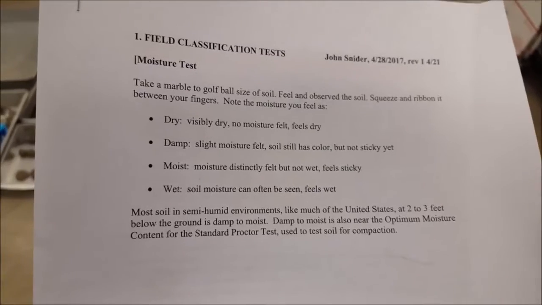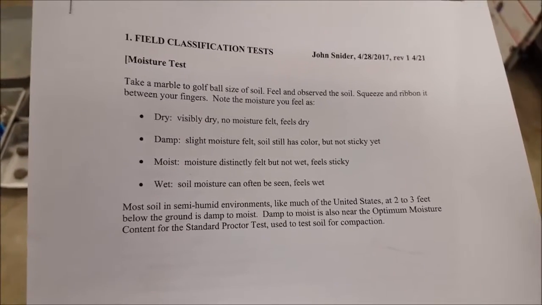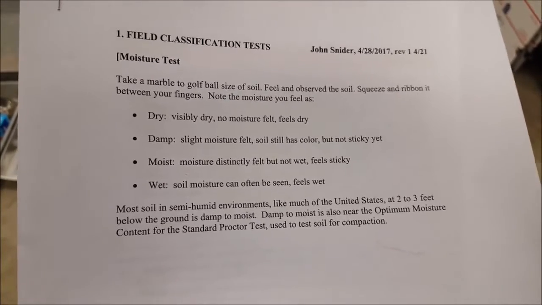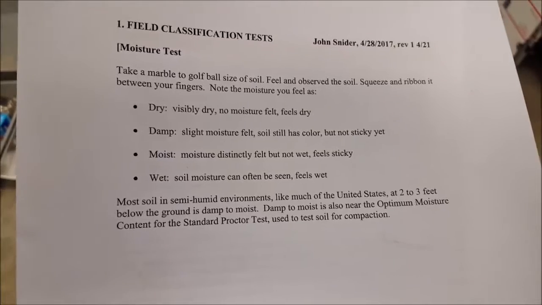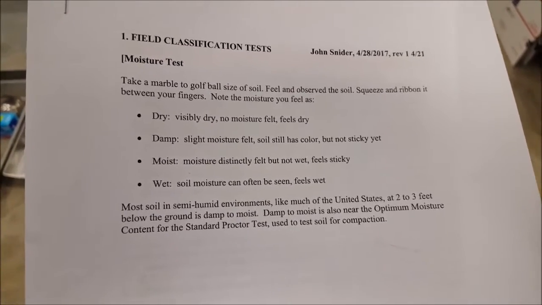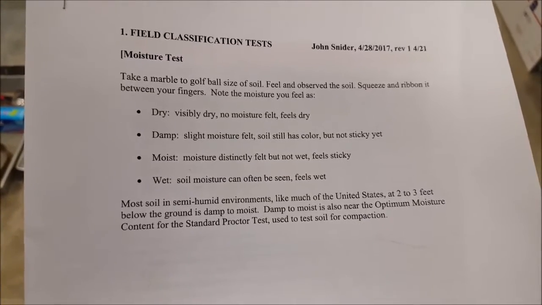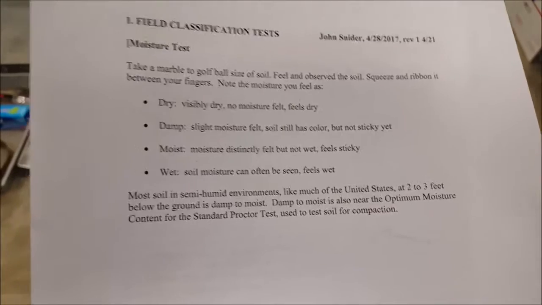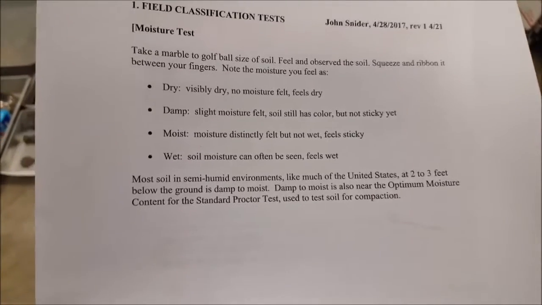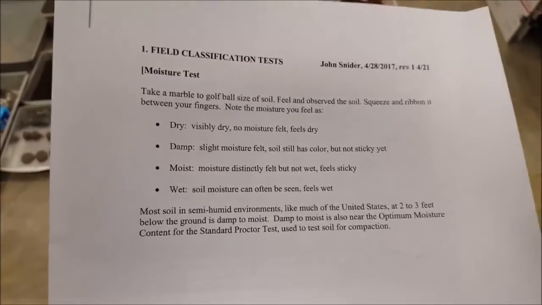Again, we'd like to get the soil classified as dry, damp, moist, wet. So dry, it'll look dry, you can't feel any moisture. It's pretty easy to do. Damp, it feels slight moisture, has some color, you can see it, but it's not sticky. Moist, it's just starting to feel sticky, and you can feel the moisture, but it's not wet. And definitely when it's wet, you can see the water often. It'll feel wet, so you want to be able to use those four classifications.